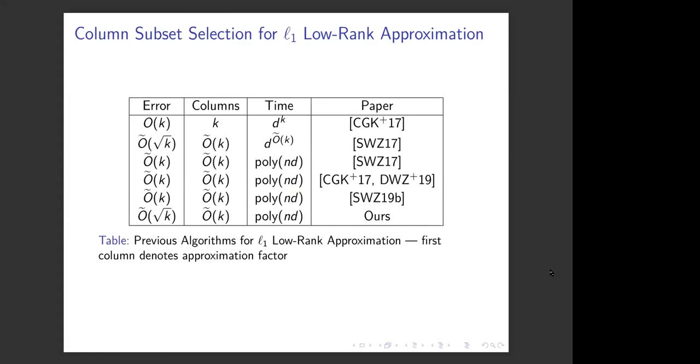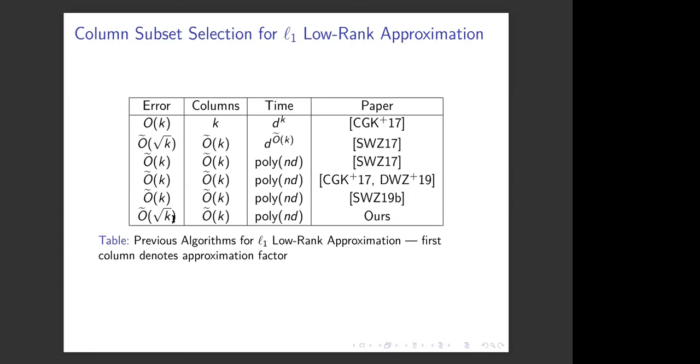First, let's look at some exponential time algorithms. One exponential time algorithm gets an O of k approximation. Around the same time, another exponential time algorithm, which tries all subsets of k log k columns, gets an O of square root k approximation. This is tight, but it's exponential time. And then there have been several polynomial time algorithms in recent years, and they've all gotten O of k approximation for L1 low rank approximation, up to log factors.